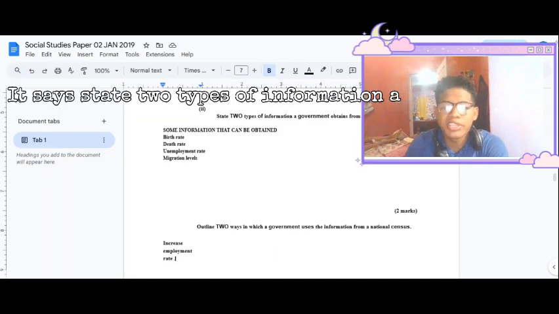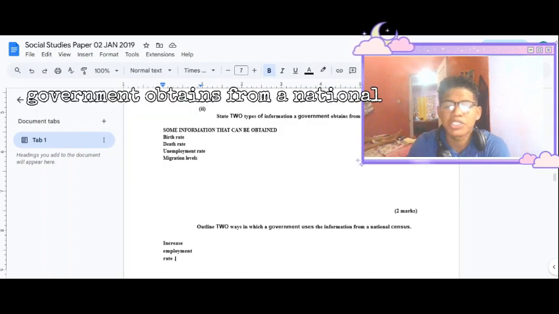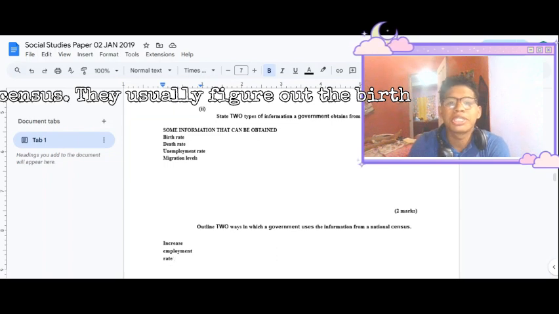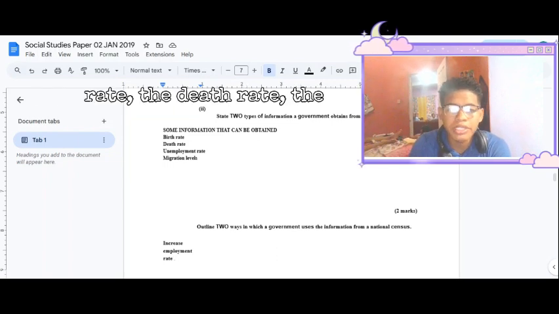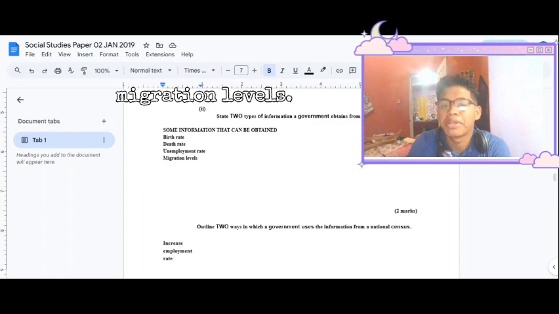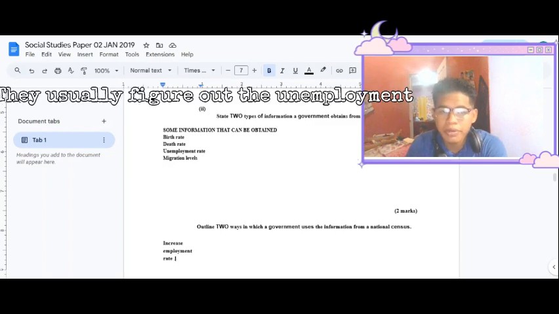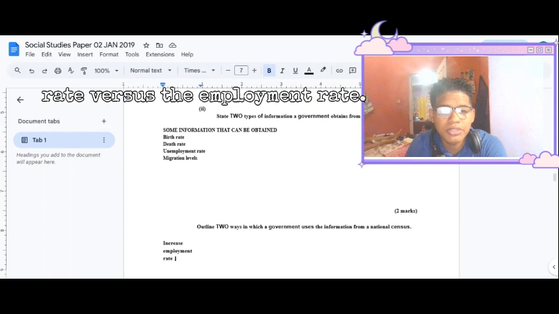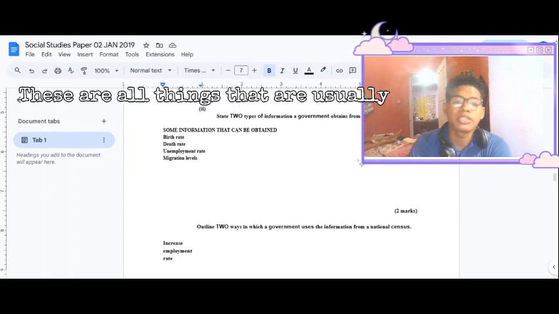It says state 2 types of information a government obtains from a national census. They usually figure out the birth rate, the death rate, the migration levels. They usually figure out the unemployment rate versus the employment rate. These are all things that are usually included in that.